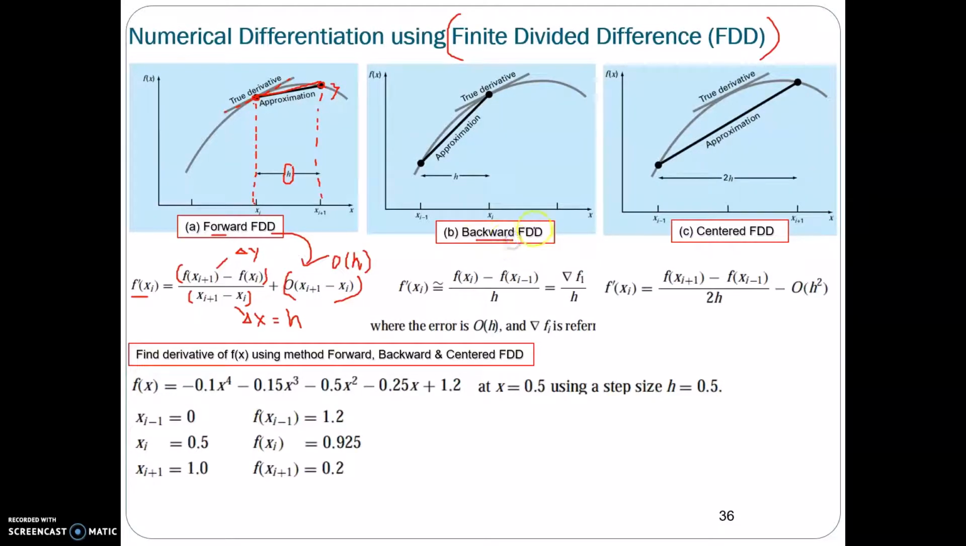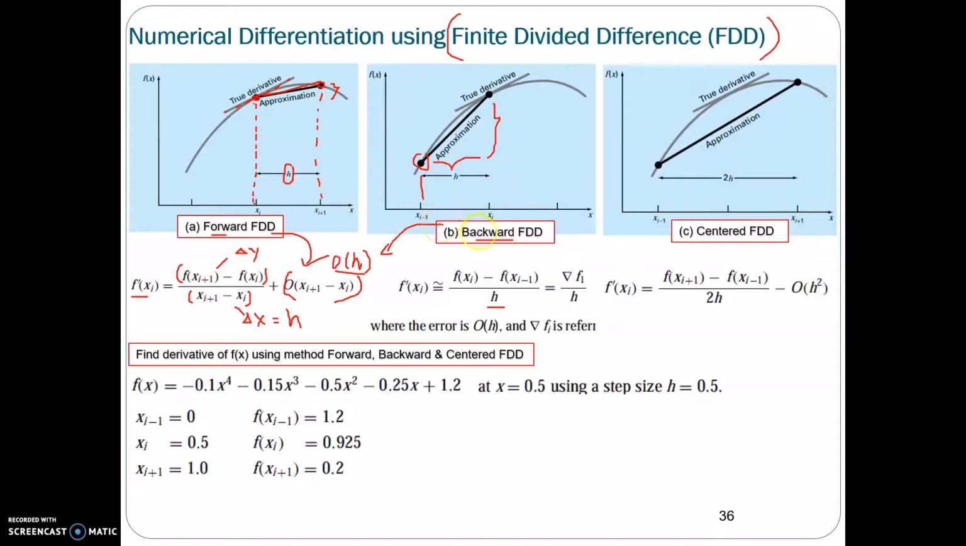For the backward finite difference method, you use the backward point, which is xi minus 1, to compute the gradient. So you have the step size here to be h, and then delta y here to be f(xi) minus f(xi minus 1). This method has the same accuracy as the forward method, which has the error equal to O(h).